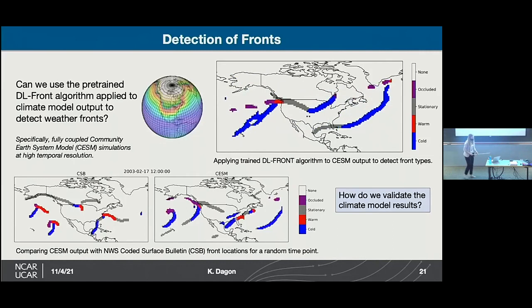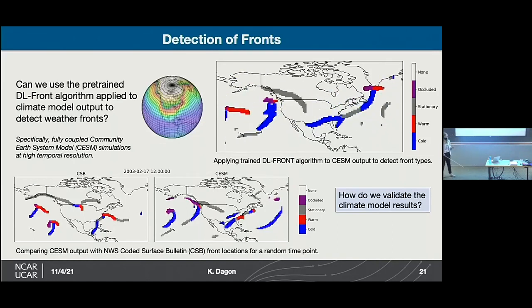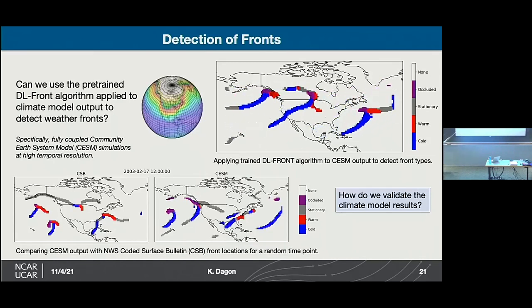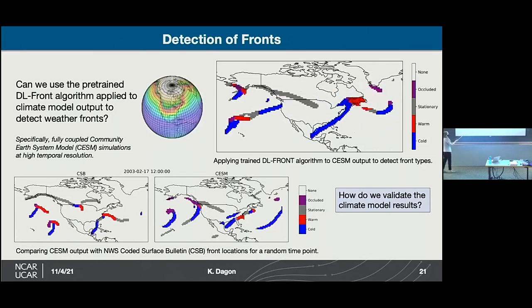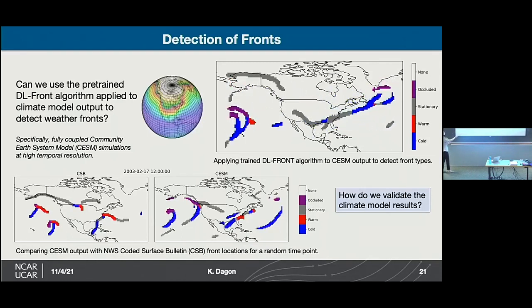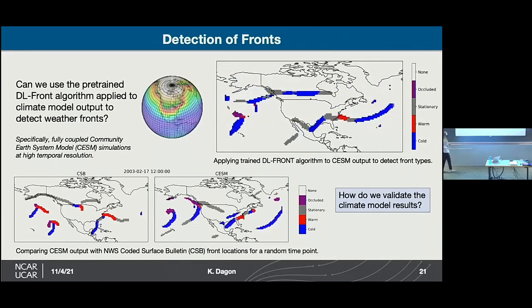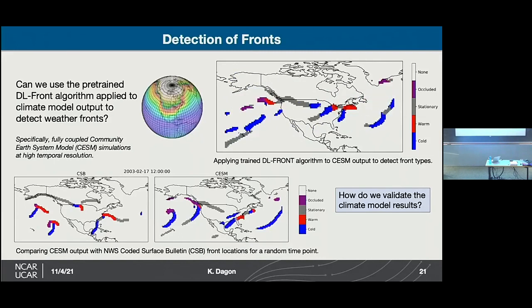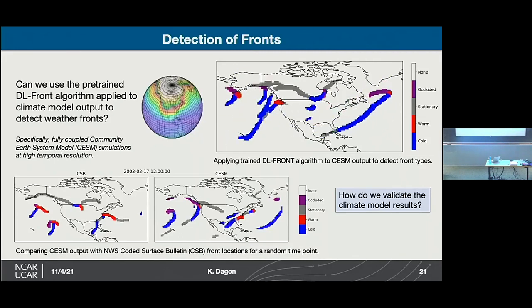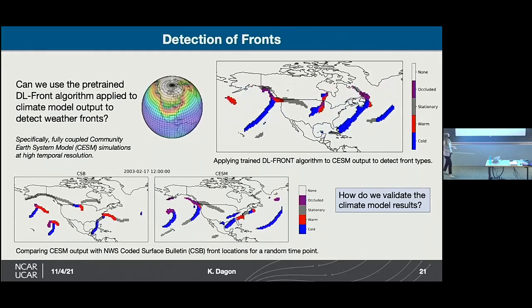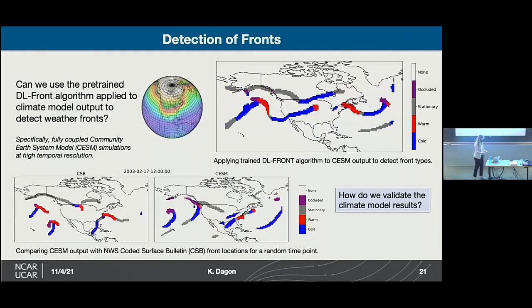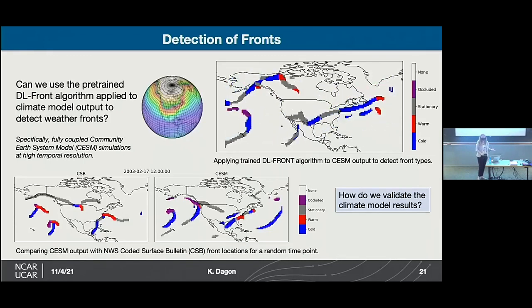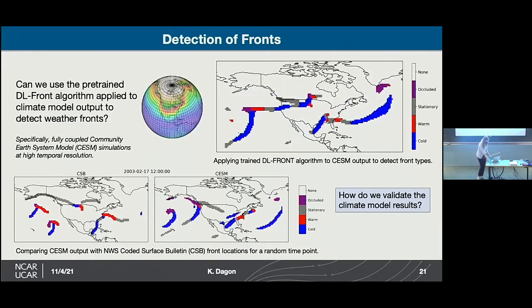And as I mentioned, it's fortunate that we have a labeled data set to work with. So this is just comparing the CESM output on the right here with this labeled data set from the National Weather Service. It's called the Coded Service Bulletin, or CSB. So comparing the front locations from those two data sets at a random time point, which isn't particularly useful because we wouldn't expect the model to perfectly match this observational data set at a specific time. But we can look at statistics across time and see if we can get some good comparison.